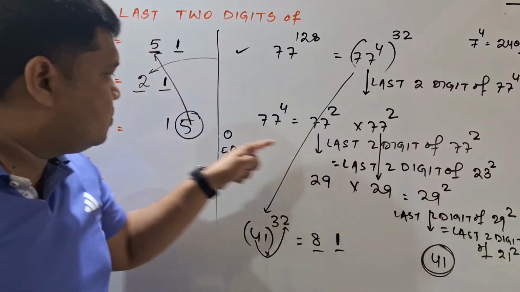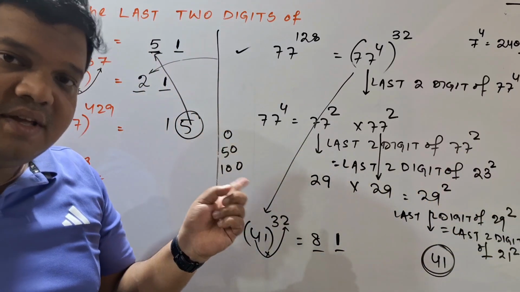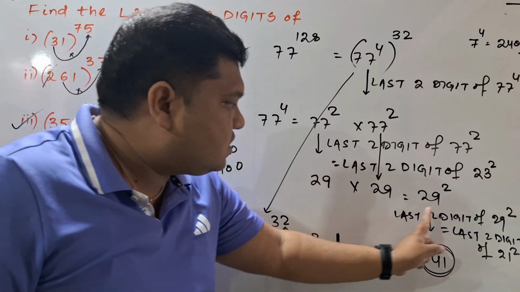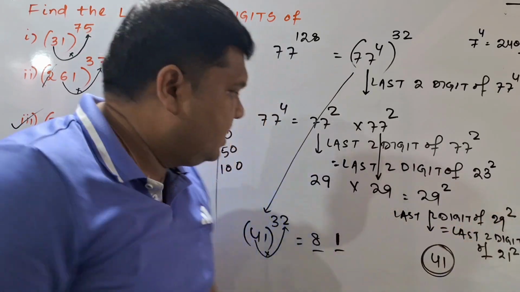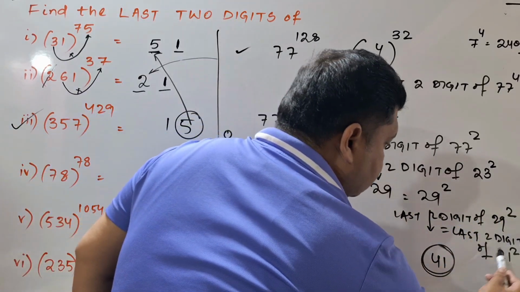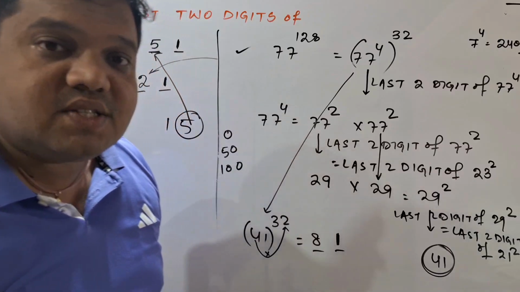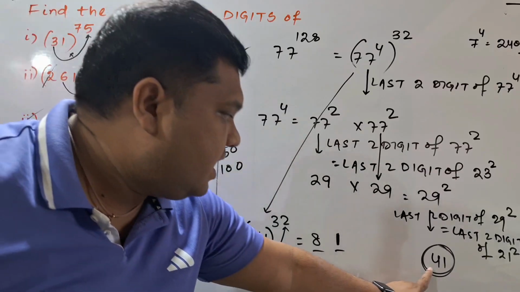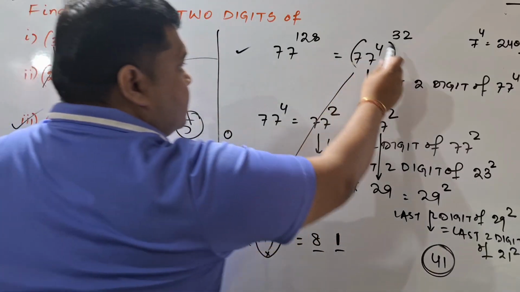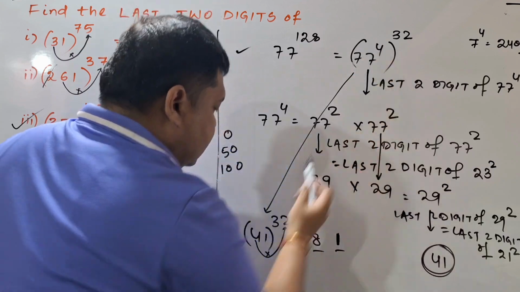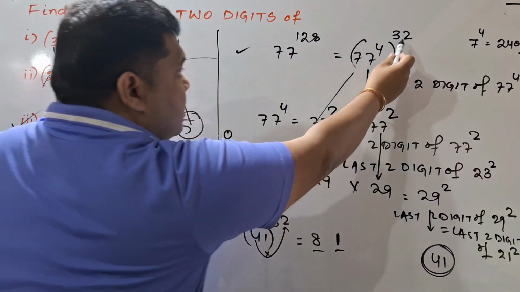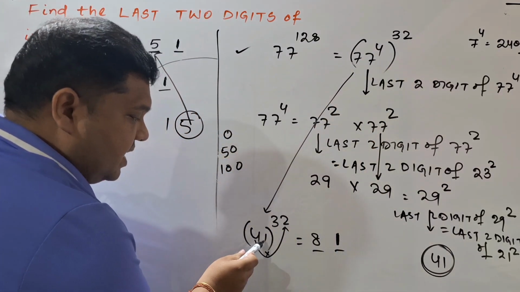Again, 29 is close to what? 0 or 50. Now 50. The gap is 21. So the last two digits of 29 square are the same as the last two digits of 21 square. 21 square is 441. So write 41. So in this place I write 41. The power is how much? 32. Now the base ends in 1.